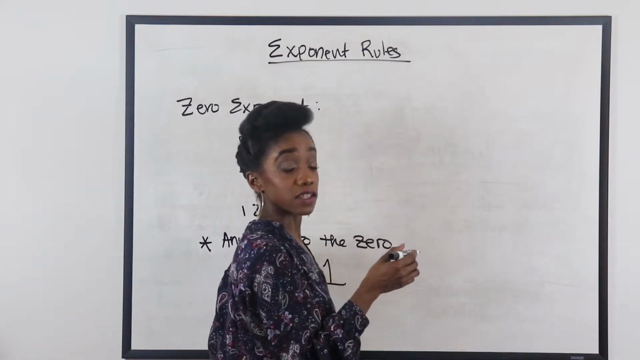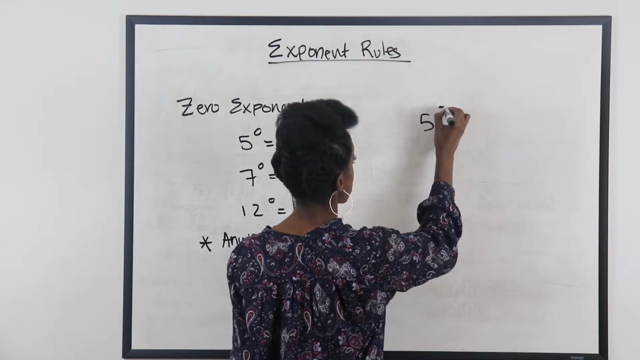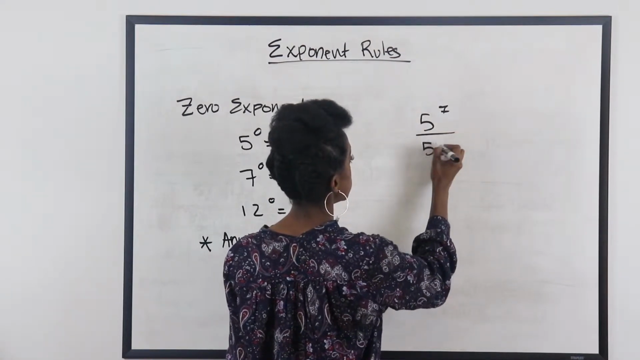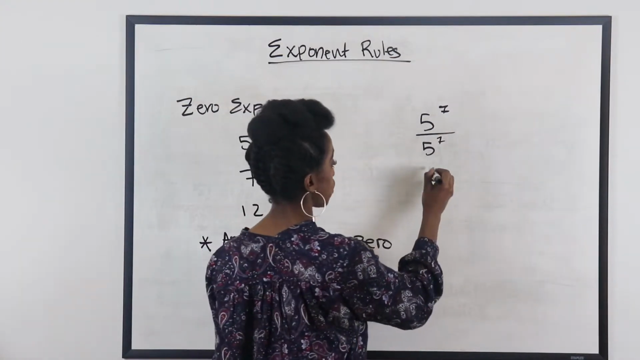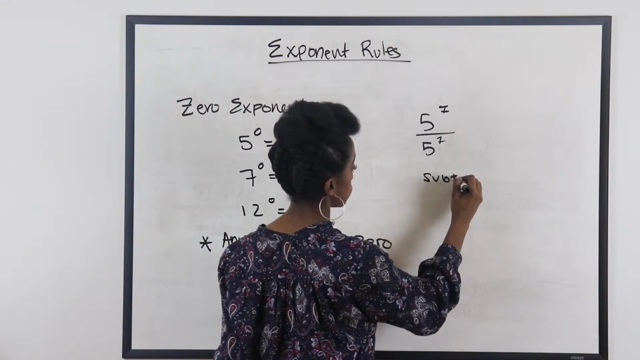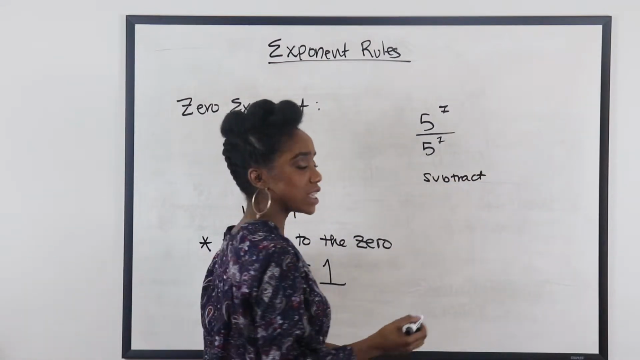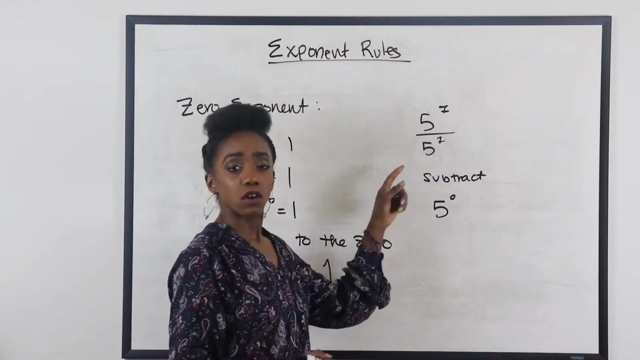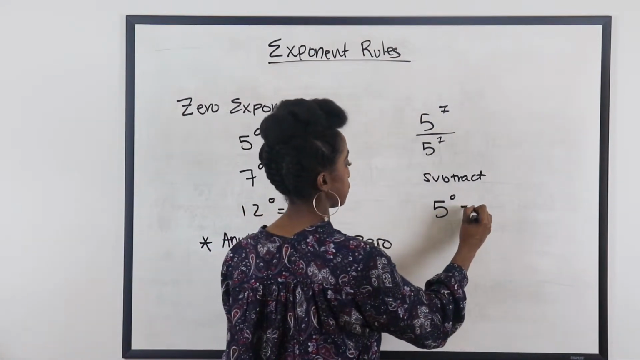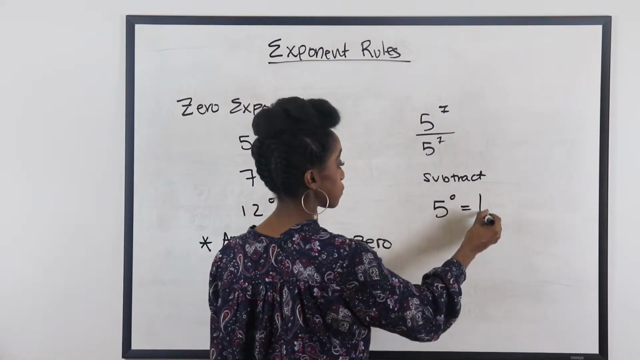So take a look at this. Imagine you're using the quotient rule: 5 to the 7 divided by 5 to the 7. But what does the quotient rule tell us to do? Subtract. Well, what is 7 minus 7? It gives us 0. So now, what is 5 to the 0? We know that's equal to 1.